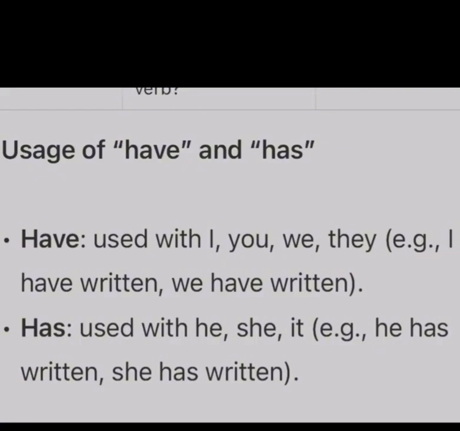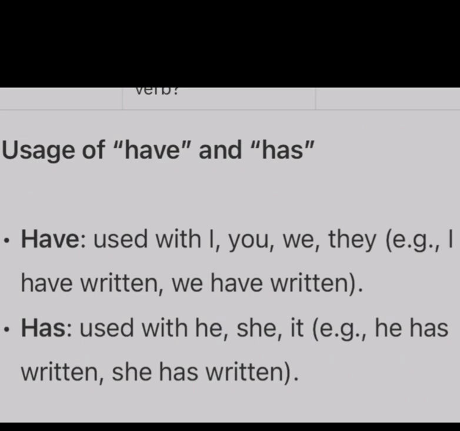Now comes the question, where do we use have and where do we use has? Have is used with the plural subjects like I, you, we, they. For instance, I have written, we have written. And has is used with he, she, it, or the name of a person, thing, or place. For instance, he has written, she has written. This is it with the third tense, and let's move on towards the last one, that is present perfect continuous tense.